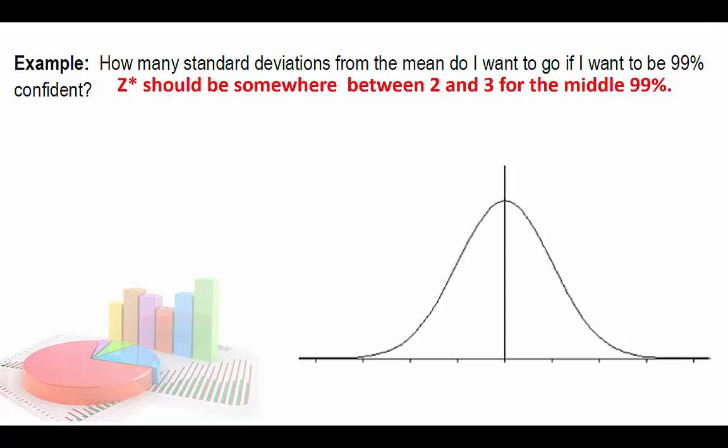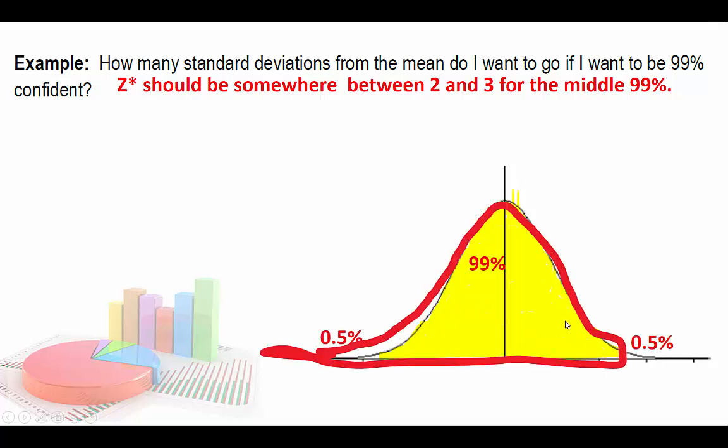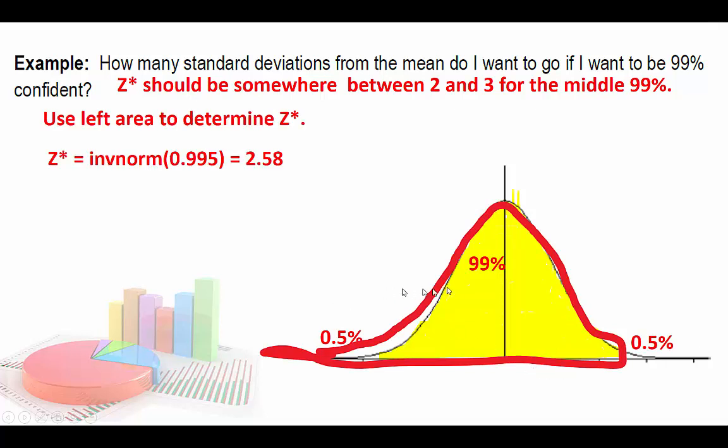Well, I'm going to guess z is going to be somewhere between 2 and 3 for that. So there's my 99%. That leaves me 1% for the outside tails. So I'll put 0.5% here and 0.5% there. Still using the left area. So I'm going to do inverse norm of 0.995 because this is going to be 99.5%. Move the decimal over 2 places and you get 0.995.